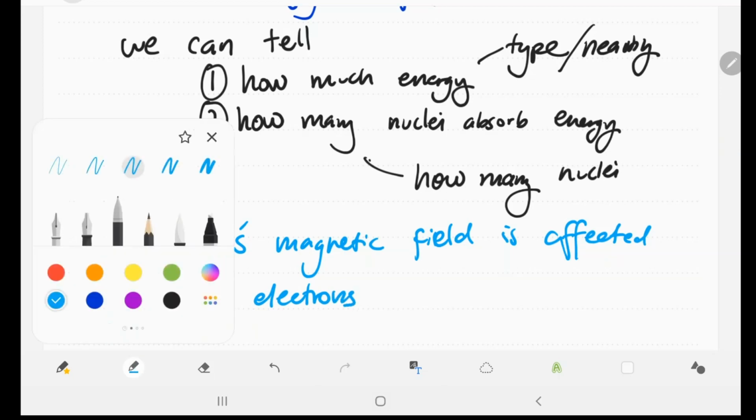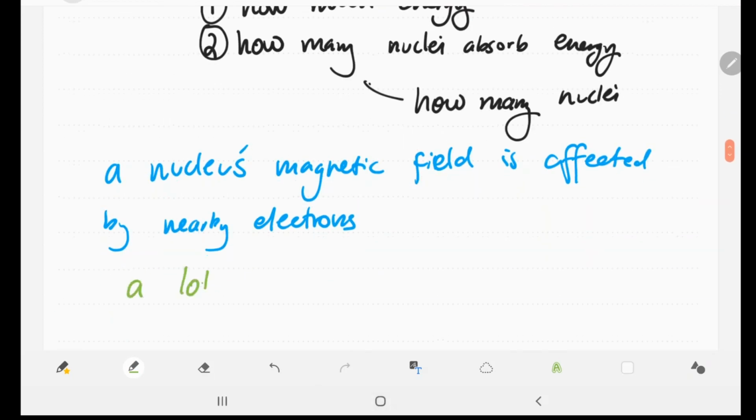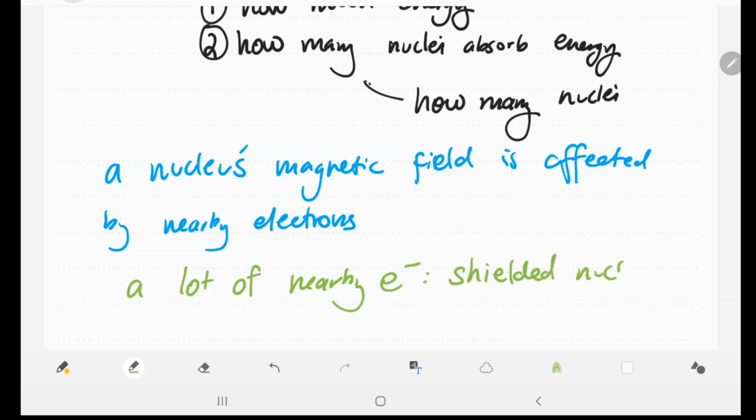And we're going to see that if you have a lot of electrons nearby, that's called a shielded nucleus. Because you have all these other electrons, which are also charged particles, and they are rotating about and moving, thereby generating their own magnetic fields. And so the more electrons you have nearby, you have competing magnetic fields that are going to shield your nucleus from the applied magnetic field.